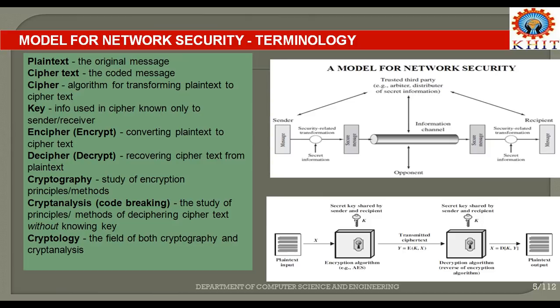Key. What is the key? Here it is a very, very important thing. Key is some information used in cipher, known only to the sender and receiver. It is some secret message. It is some additional information added to the plain text that converts it to the ciphertext.